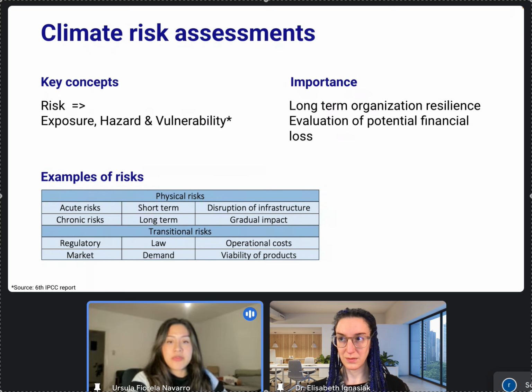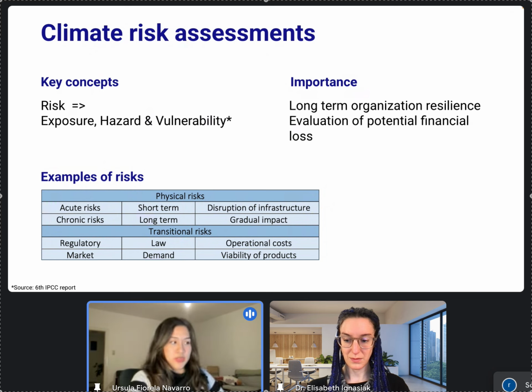So for this, we have regulatory types of risks, which are those related to laws and regulations, such as carbon pricing or other types of policies that can impact our operational costs and that might require a shift in our business. And on the other hand, a market type of risk refers to changes in market demand. So let's say that a company might be affected by a certain type of floods, then this can affect the viability of existing products that our company might be offering.